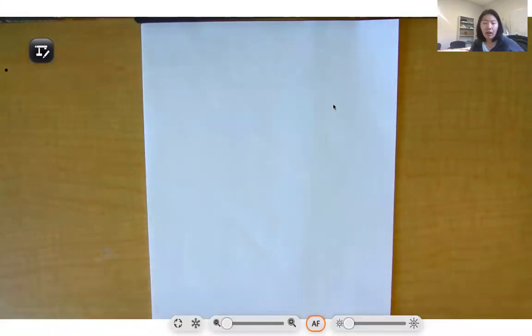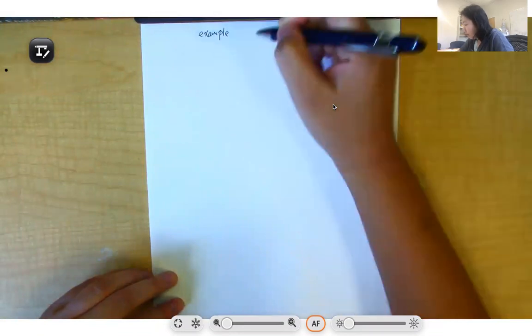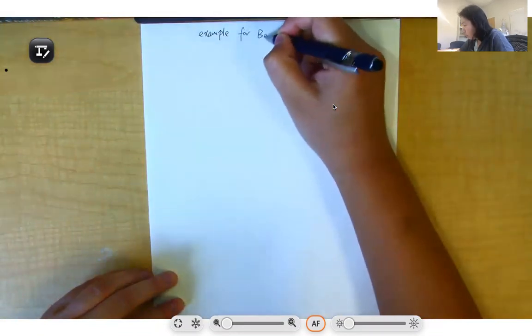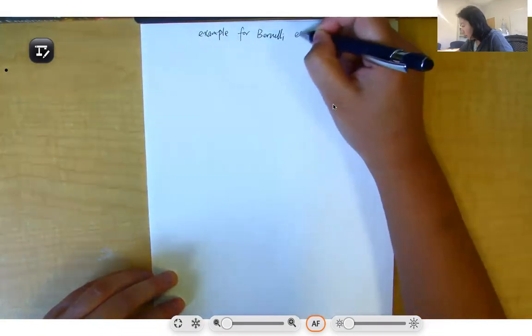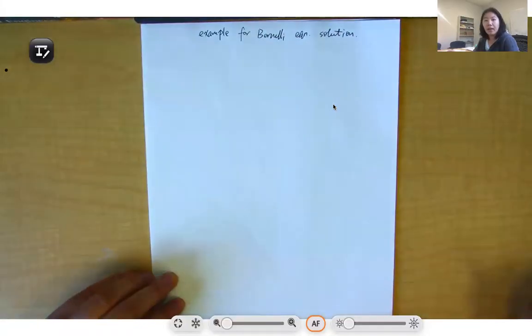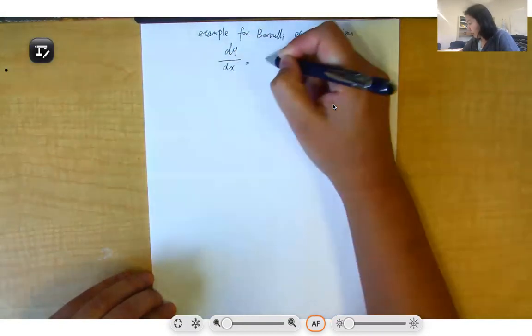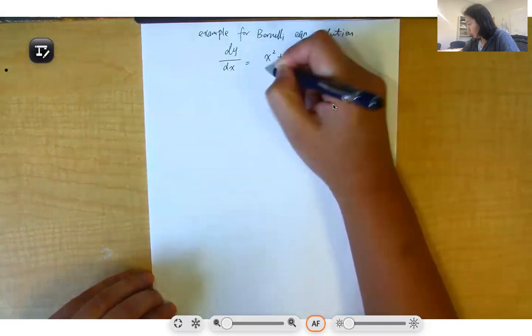Okay. Now, after introducing the first order linear ODE and the Bernoulli equations, we are trying to make examples of how we can solve it analytically. Okay, that is the example for Bernoulli equation solution. Okay, and we have the example: dy over dx equals x squared plus 3y squared divided by 2xy.